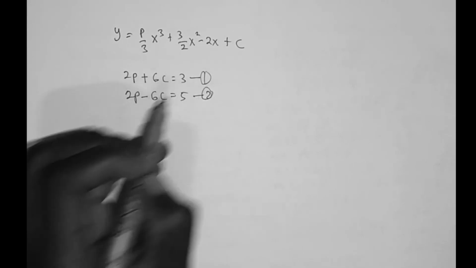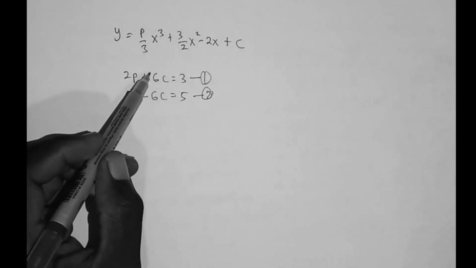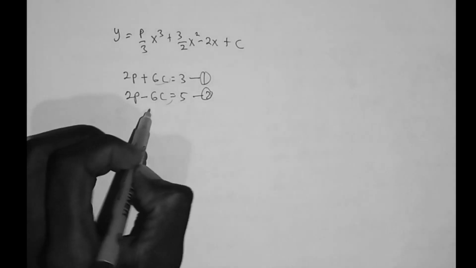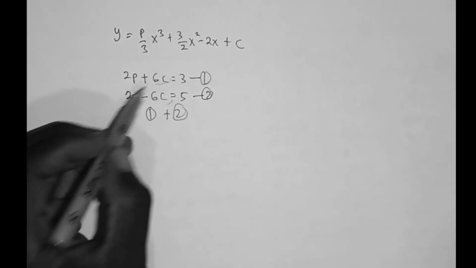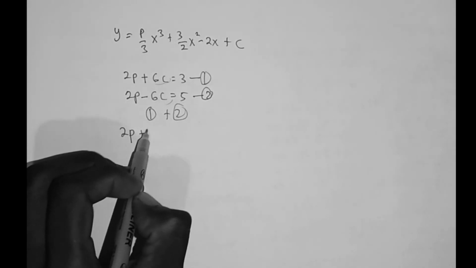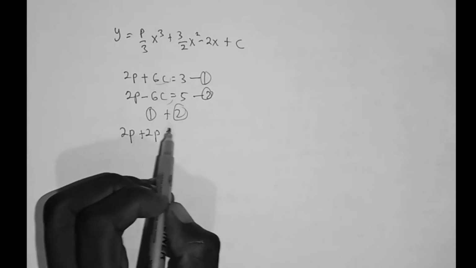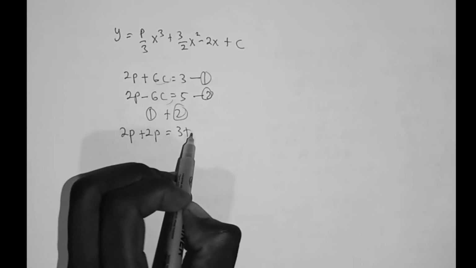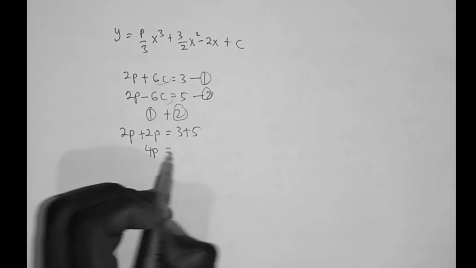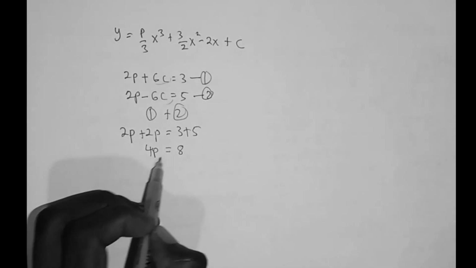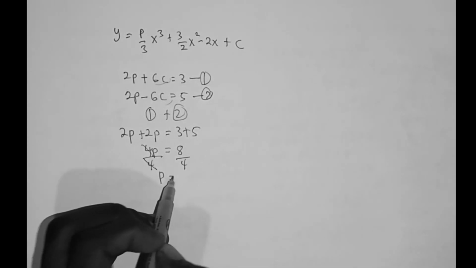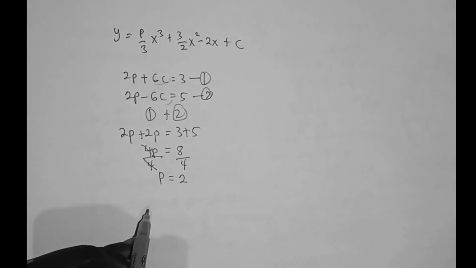This is equation 2. So minus 6c plus 6c, if we add equation 1 and 2, that portion will go to 0. So we'll get 2p plus 2p equals 3 plus 5. So 2p plus 2p is 4p equals 3 plus 5 is 8. So if you divide through by 4, you see that p is equal to 8 over 4, which is 2.